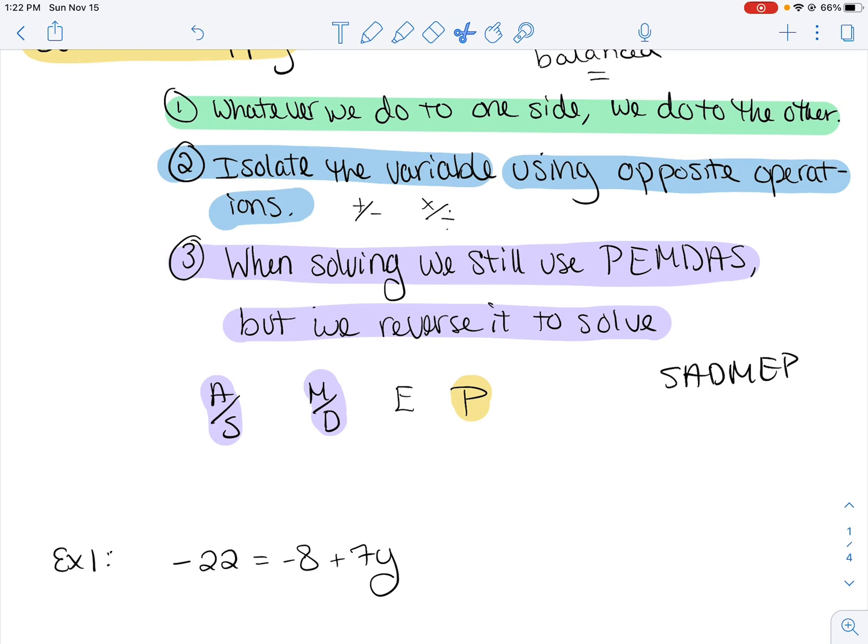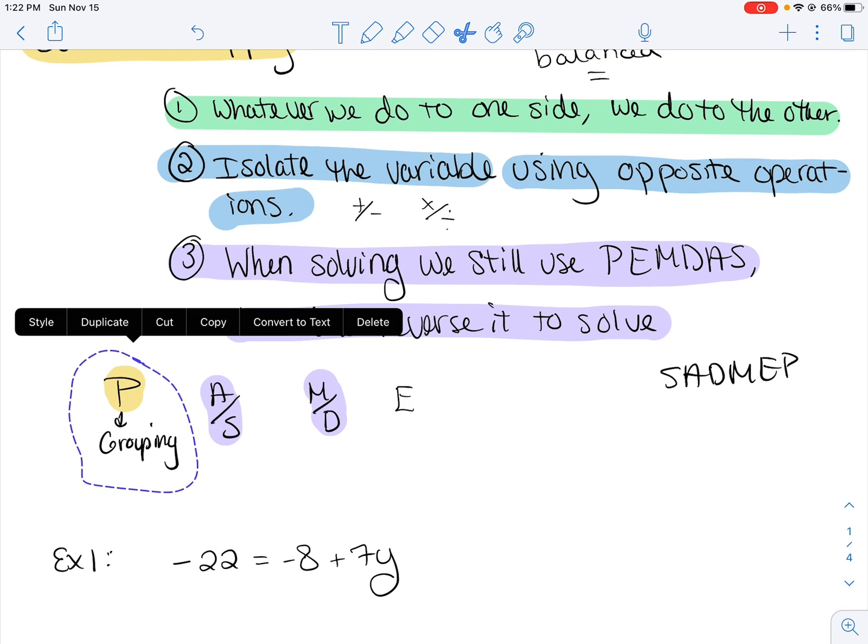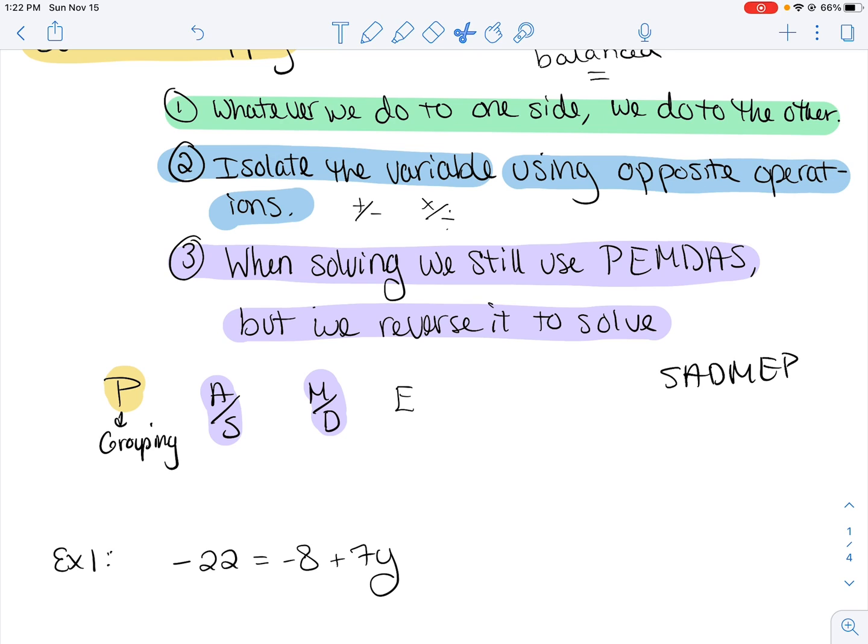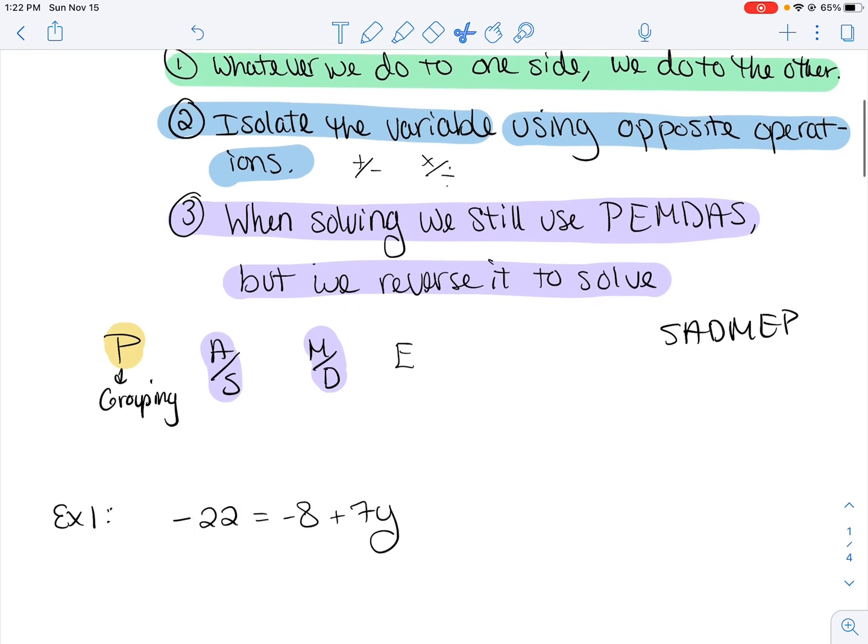But sometimes we end up with, and I don't want to say parentheses. Remember, we talked about P as representing any sort of grouping. So it might be a fraction bar, it might be parentheses, something like that. But oftentimes when we're solving, we actually have to undo the grouping first before we can add or subtract pieces from that. So we have to be careful of what's actually happening there, but we'll look at a few examples like that in a minute.